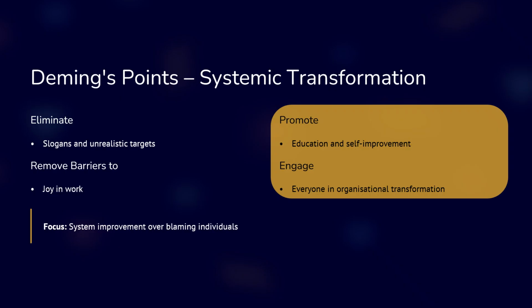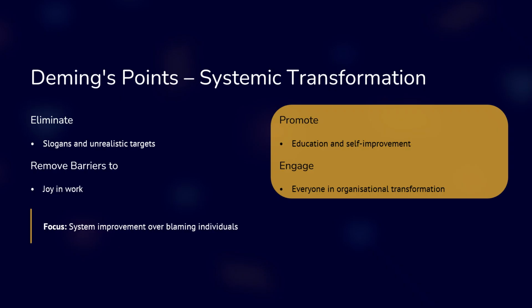Point 12 is perhaps the most human. Remove barriers that rob people of joy in their work. This includes abolishing annual ratings that rank employees against each other, as these create conflict. Finally, management must institute a program of education and self-improvement and put everyone to work to accomplish the transformation.